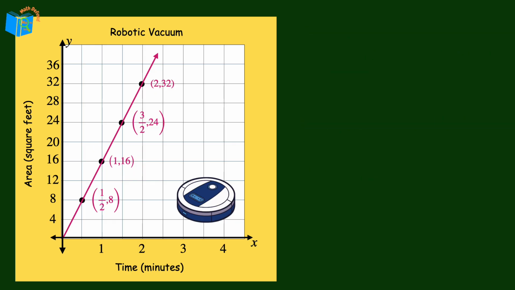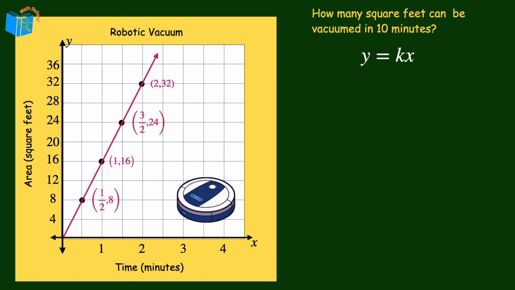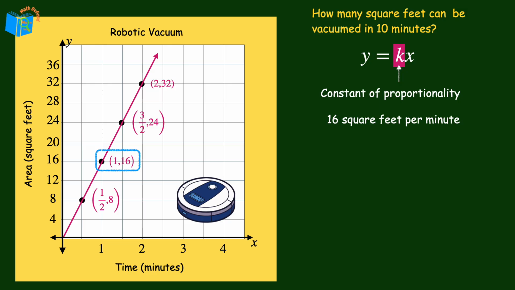Let's say that we want to know how many square feet the robot could vacuum in 10 minutes. We can write an equation for this line to find out. An equation for a line that passes through the origin is y equals kx, where k is a number but not 0. The k is called the constant of proportionality, and you can find it in the unit rate, 16 square feet per minute. 16 is the constant of proportionality, so k equals 16.